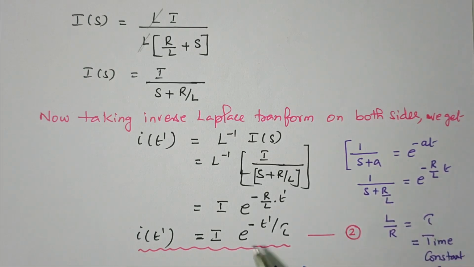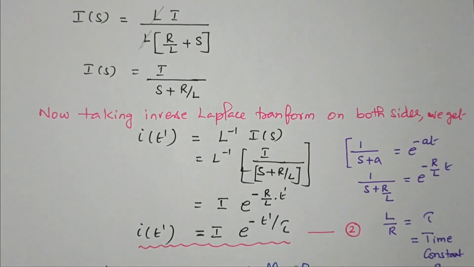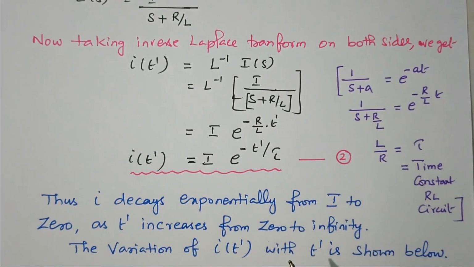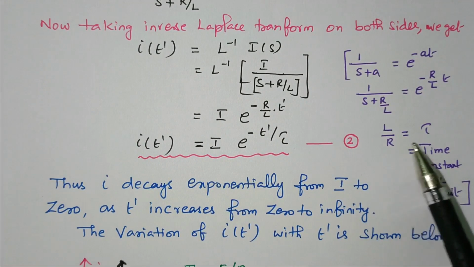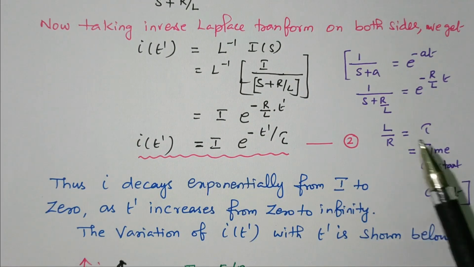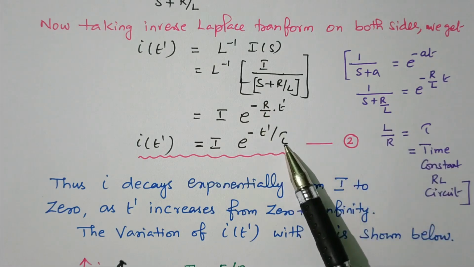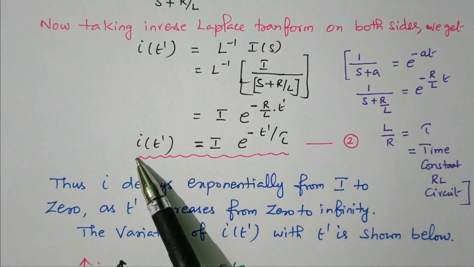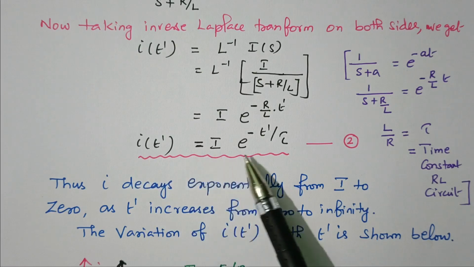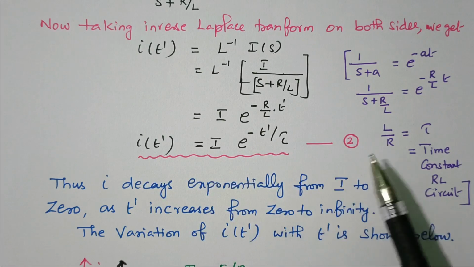Right. So I of t equals e power minus t dash divided by tau. What is the tau value? Tau is nothing but the time constant of the RL circuit, that is L by R. But here it is available as R by L, so that it is 1 by tau. L by R is tau, R by L is 1 by tau. So I of t dash equals I into e power minus t dash divided by tau. That is the time constant, right?